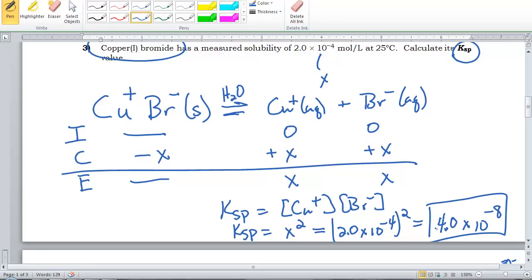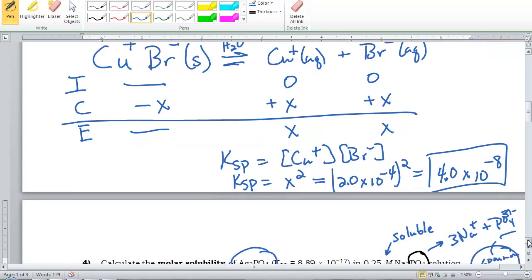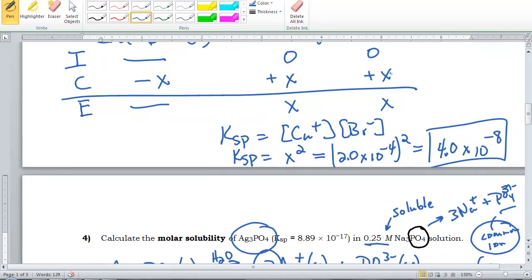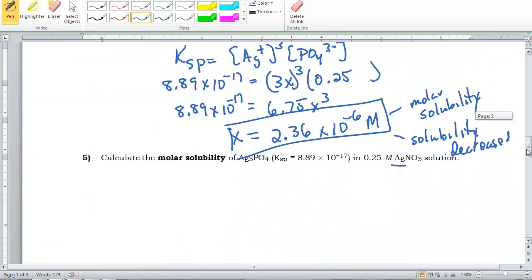More often than not, you're going to be given Ksp and you solve for X, which is the molar solubility. But you can go the other way. You can be given X and solve for Ksp. Now, one thing I want to point out here, this was a really easy example where our mole ratio was 1 to 1. Let me just scroll down a little bit.